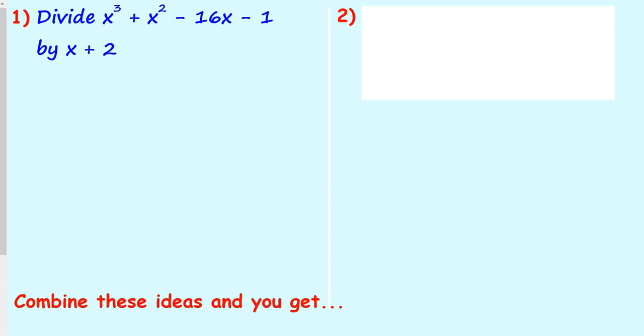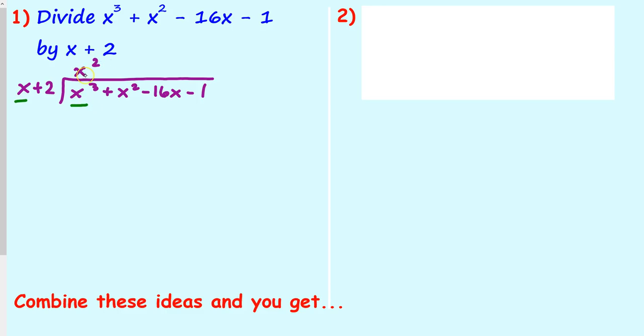Okay, so let's try this one. We have a different polynomial expression, and we're going to divide it by x plus 2. So here's the x plus 2 on the outside, and then x cubed plus x squared minus 16x minus 1. Doesn't look like we need any placeholders. So x times what is x cubed? That would be x squared.